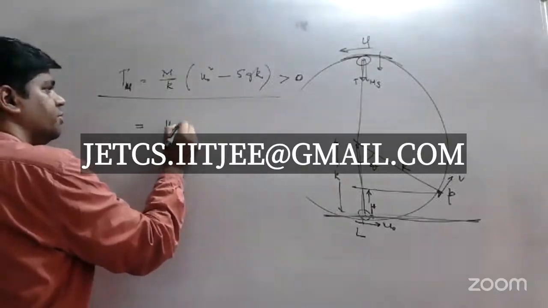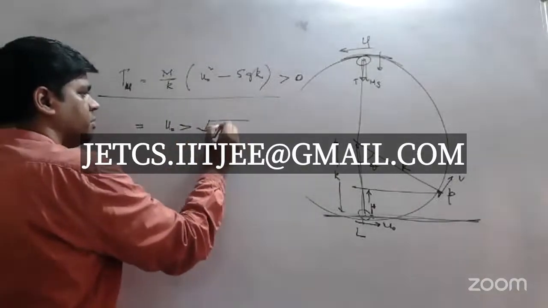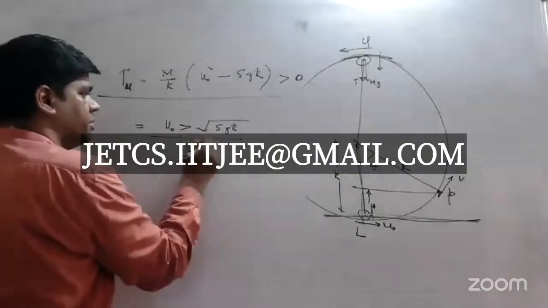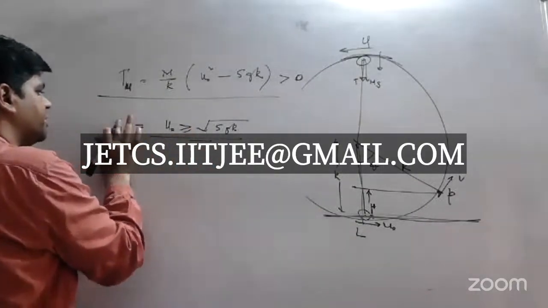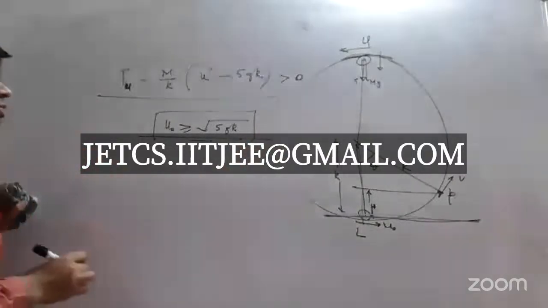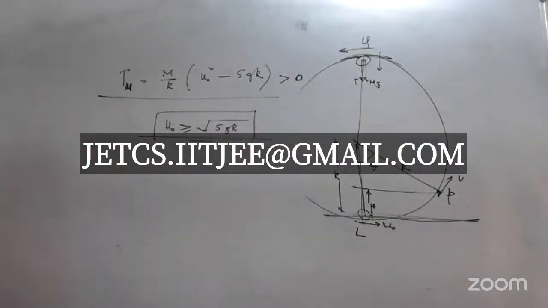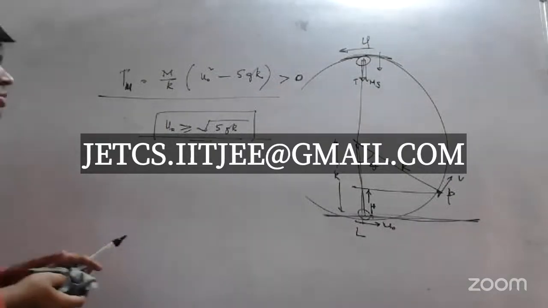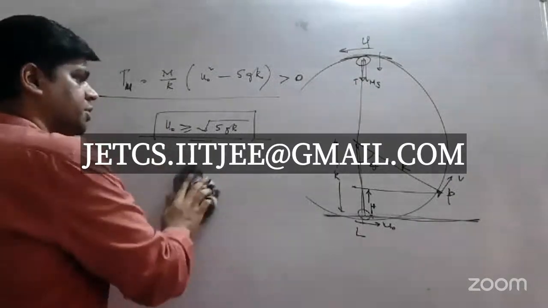So my condition would be U is greater than root 5 gr. For it to make a complete circle, my condition is root 5 gr. My U naught should be greater than root 5 gr. All right, now let's solve a couple of problems based on this condition.